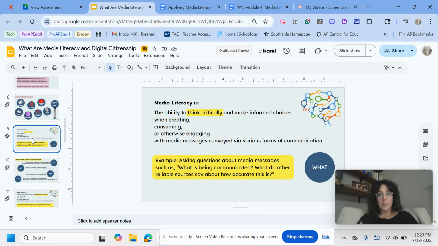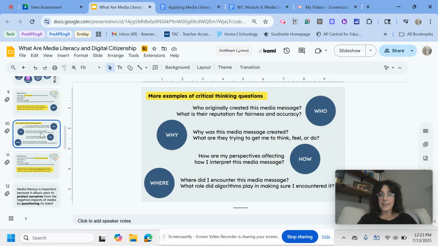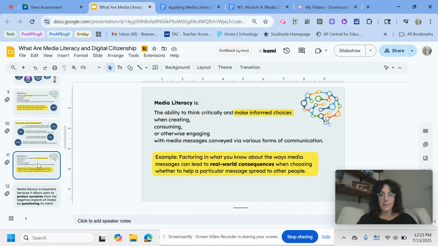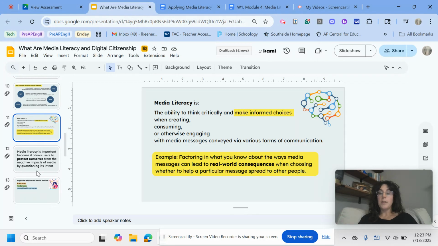We will continue on with the importance of thinking about media literacy. For me, what I think is probably most important is the ability that students can think critically about media. This is where we want to ask those questions about what is being communicated. What do other reliable sources say about this information as well? How accurate is it? So I have a few more questions that students can ask whenever we're thinking critically about mass media. Also to make those real world informed choices, because these have real world consequences that I want students to be able to think about as we're thinking about evaluating our sources and media literacy.